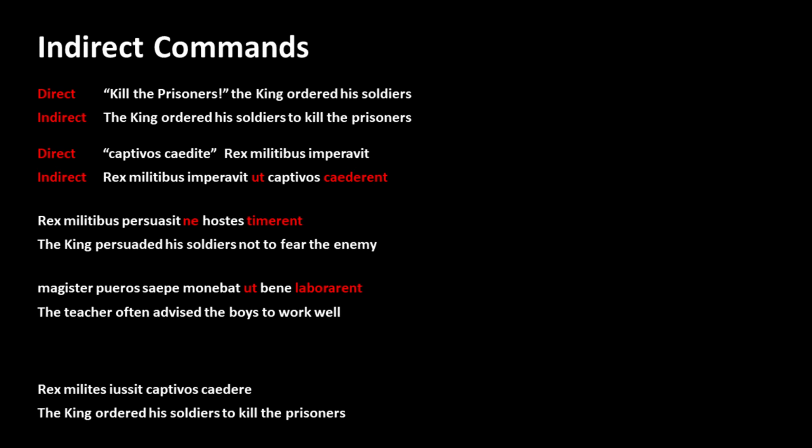Look at this. Rex milites iussit captivos caedere. The king ordered his soldiers to kill the prisoners. Notice here not a subjunctive for the verb of what is commanded, instead just an infinitive, rather like in English. The king ordered his soldiers to kill the prisoners, not the king ordered his soldiers so that they might kill the prisoners. What is the difference between these two kinds of construction?